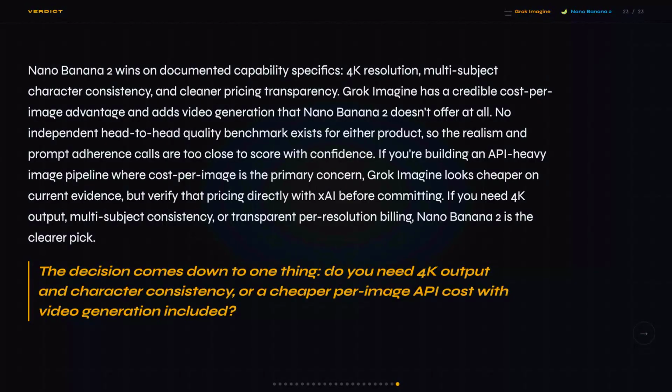So here's the decision rule. If your priority is cost per image at API scale, or you need video generation too, go with Grok Imagine, but verify the 2 cents price directly with XAI first. If you need 4K output, multi-subject consistency, or billing you can actually predict, Nano Banana 2 is the cleaner pick.